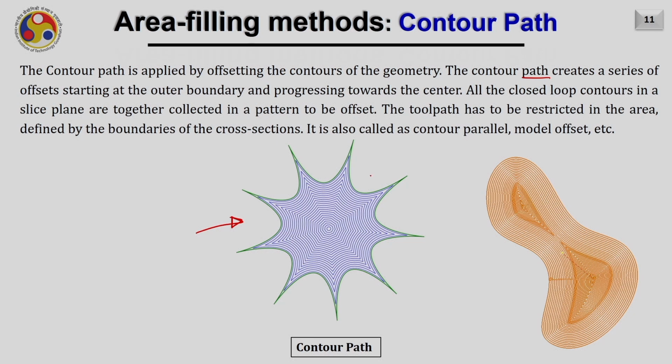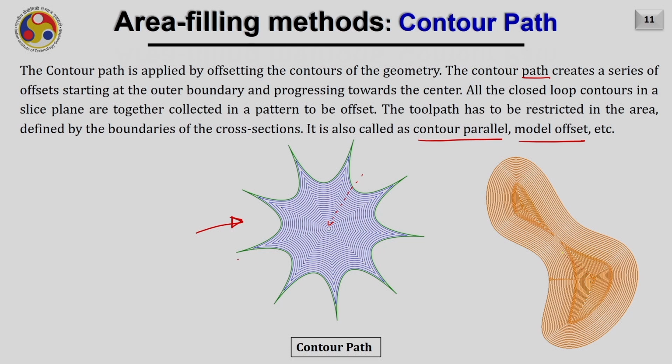All the closed loop contours, if you see, are together. They are collected like offsetting towards a particular direction. The tool path has to be restricted in the area defined by the boundaries of the cross section, and hence it is also called contour parallel or modal offset.